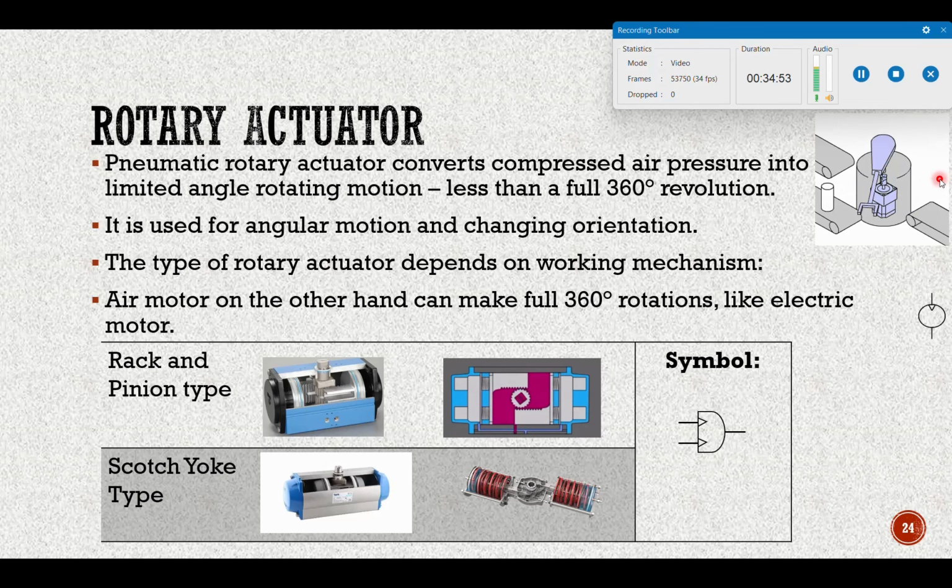Okay, so pneumatic rotary actuators convert compressed air pressure into rotating motion, used for angular motion as well as changing orientation. If changing orientation, usually it takes slower because you don't want to break the stuff that you bring over. Then you have air motors, on the other hand, that can make a full 360 rotation like electric motors. That is the one that I was saying before.